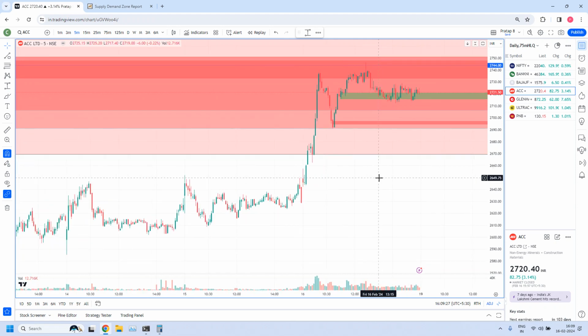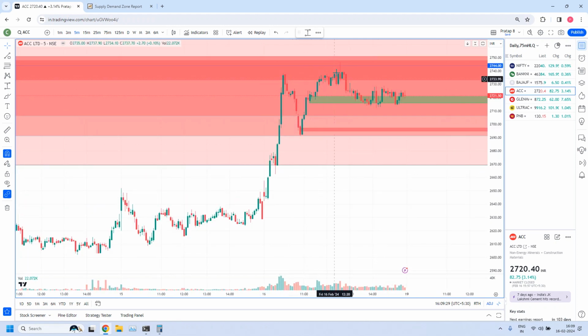But unfortunately, I am sure you will not be in a position to trade this, because the 5 minute data is not available in TradingView. TradingView always provides only the last 1 year of data.